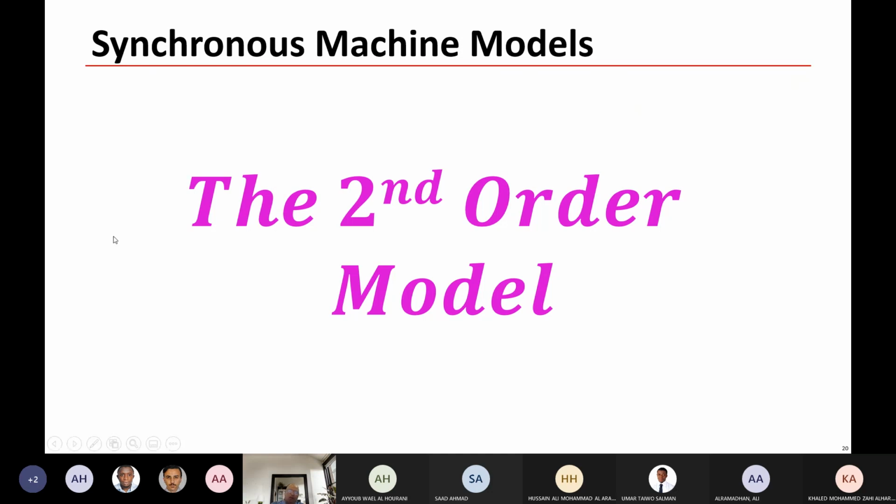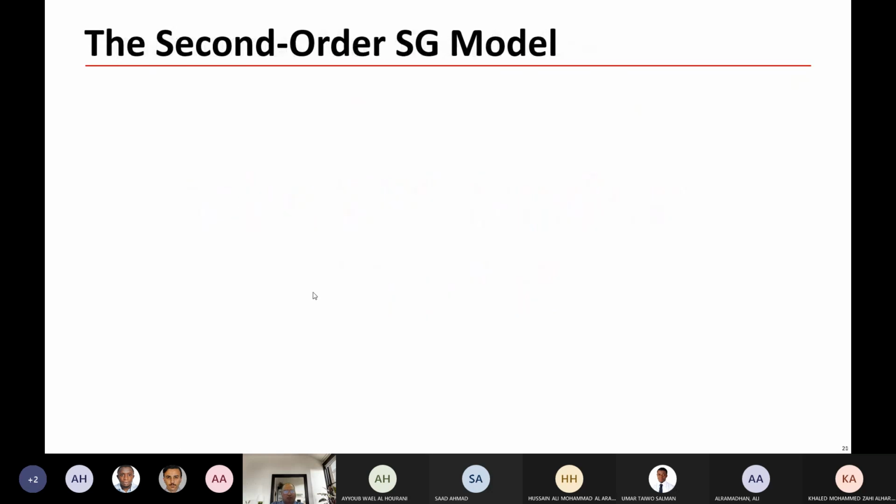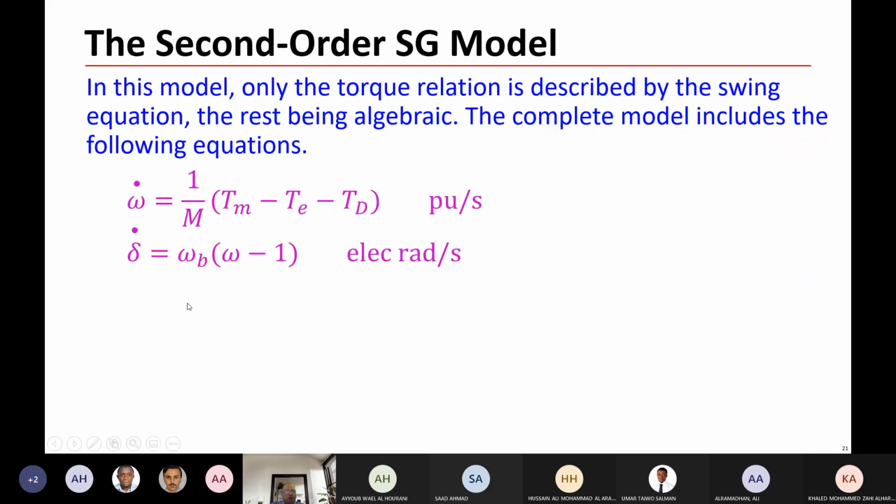The second order model is well known. We know the second order model, which is used in transient stability analysis. You have the swing equation, the second order model here, and you have M equal to 2H. And omega here is the rotor speed, with mechanical torque, electrical torque, and damping torque if you have some kind of friction and windage and losses here.